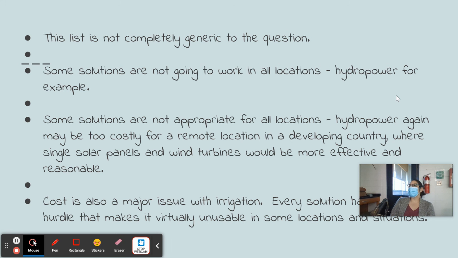Also, cost is a major issue with a lot of things, especially building nuclear plants and irrigation. When you're talking about drip irrigation, it's very money and labor intensive. Almost every single solution that we're going to go over basically has a hurdle that makes it almost impossible to use in certain locations and under certain situations. So there is no one size fits all for this stuff.